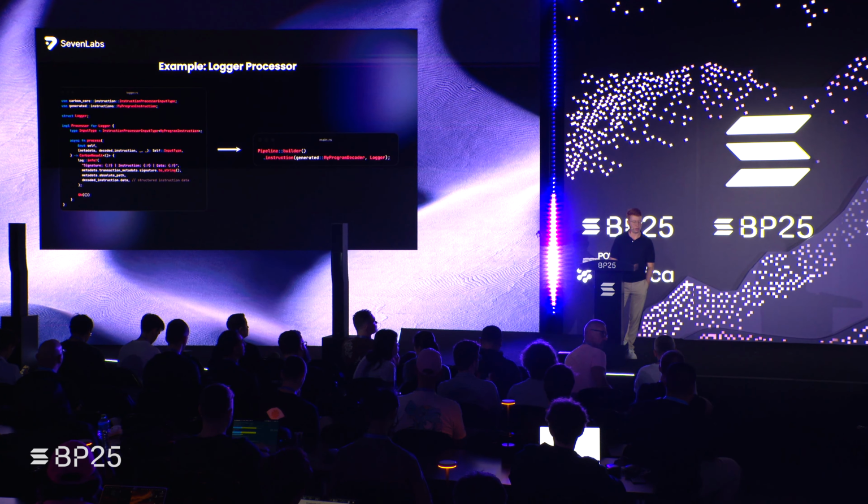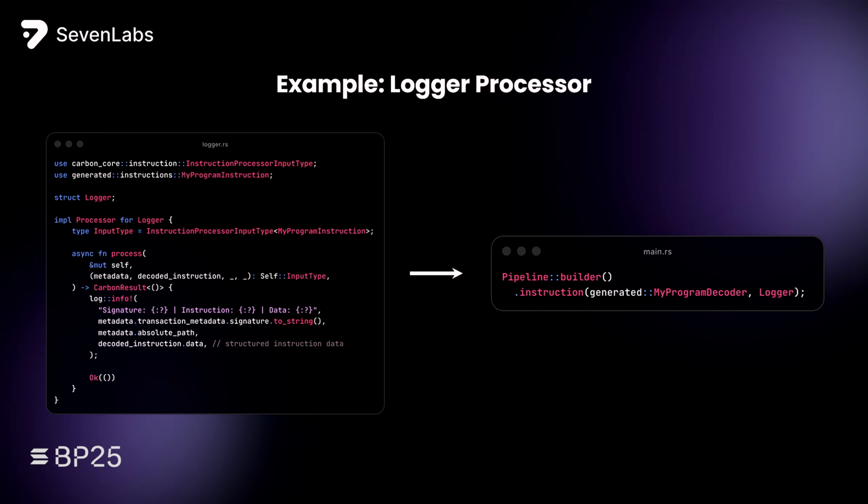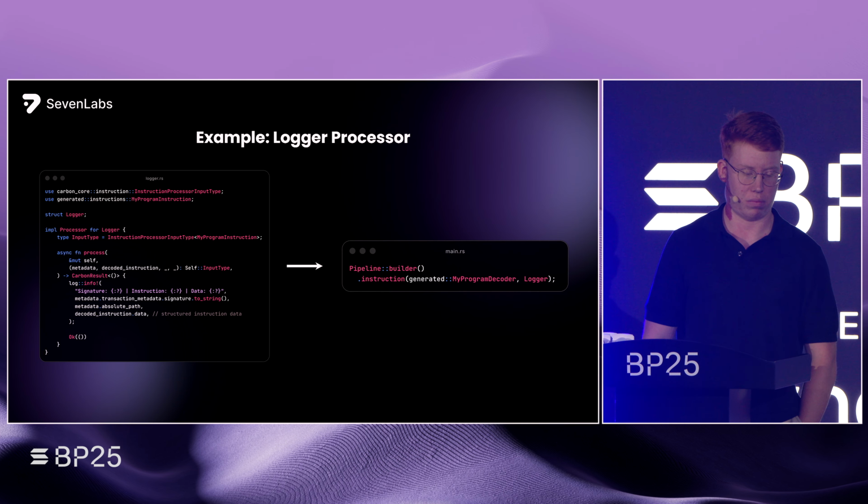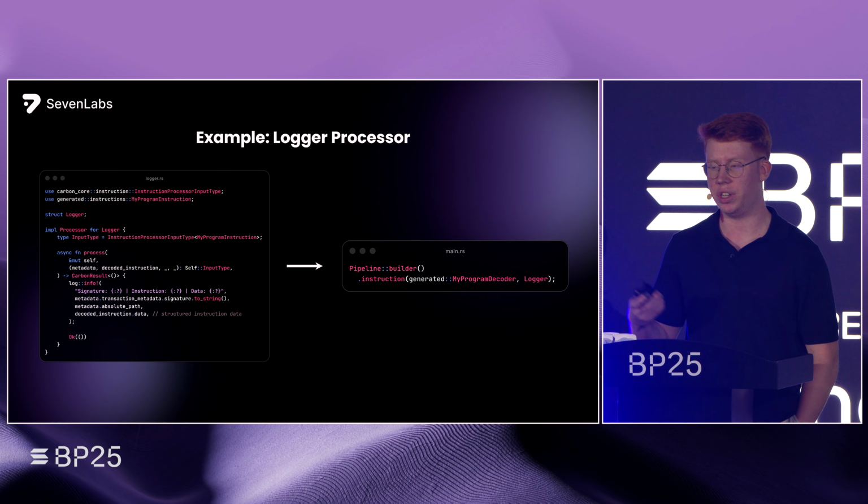So here you have a logger implementation as an example. What this would do is load the decoded updates, and it would also log some transaction metadata. So you have access to the whole instruction or account update, all of the metadata that you need, and most importantly, your decoded type.